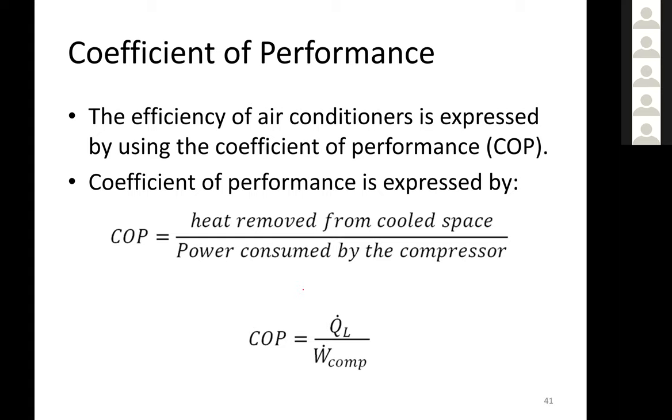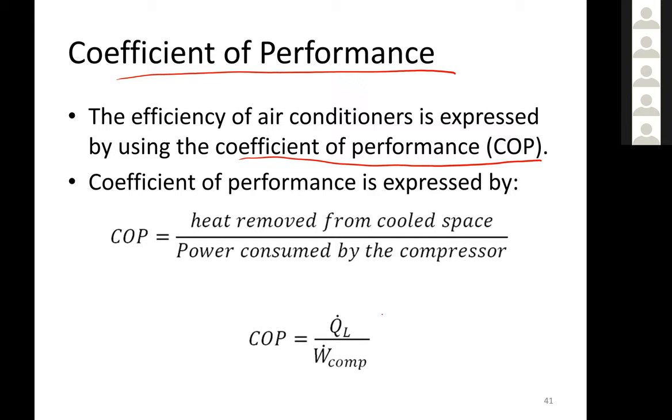When we talk about the performance of the air conditioner, we use the coefficient of performance. It is basically the efficiency of air conditioners, and it's expressed as coefficient of performance. We don't like to use efficiency because with efficiency, we have that basically conventional range that goes from 0% to 100%. But in this case, COP can be greater than one.